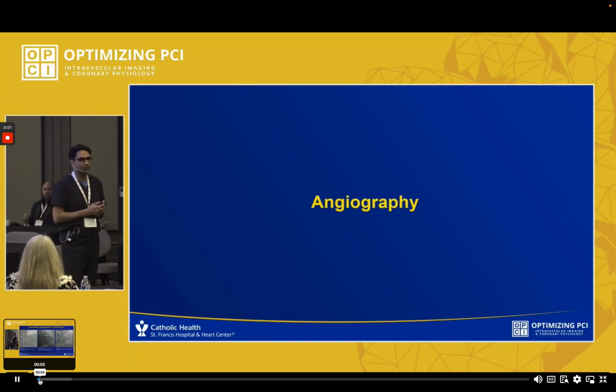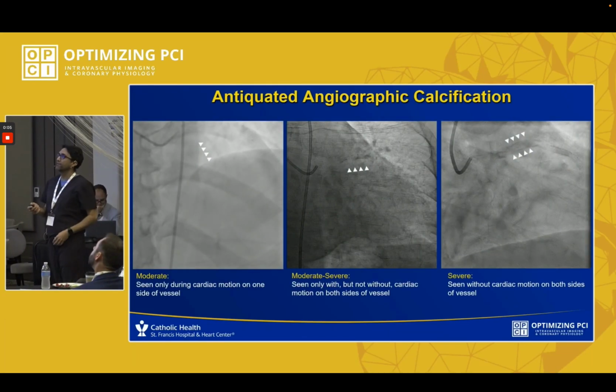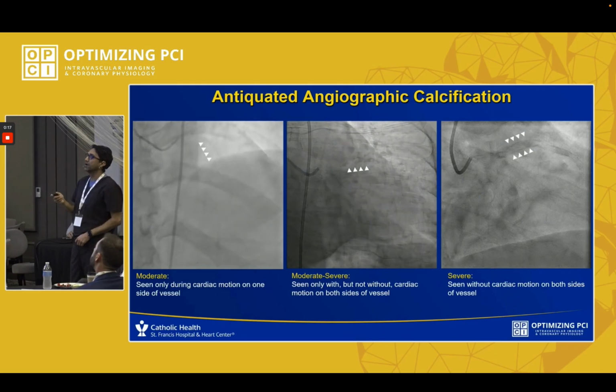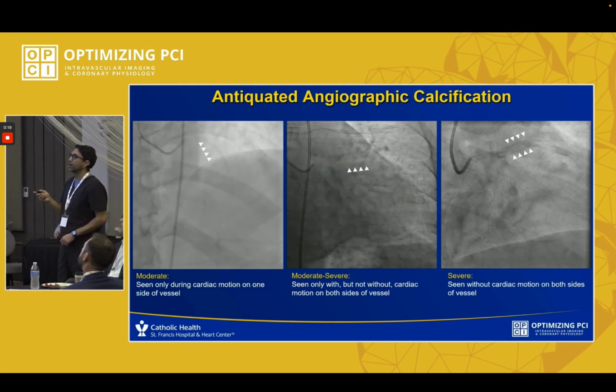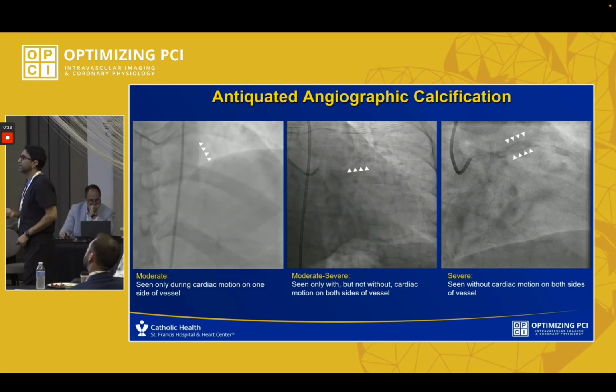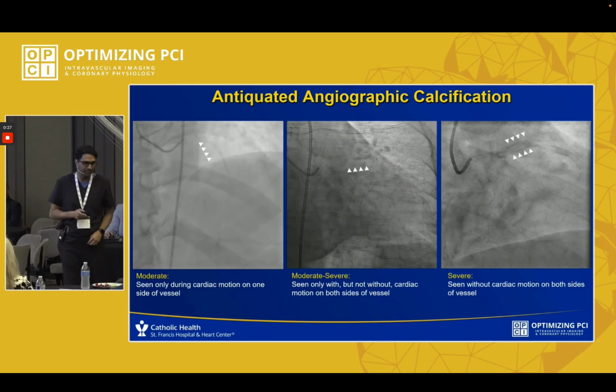Angiogram is the basis for the assessment of calcification. And these are the definitions. Moderate calcification is angiographically calcium seen only during cardiac motion on one side of the vessel. Moderate to severe is seen only with, but not without, cardiac motion on both sides of the vessel. And finally, severe calcification is seen without cardiac motion on both sides of the vessel, okay?